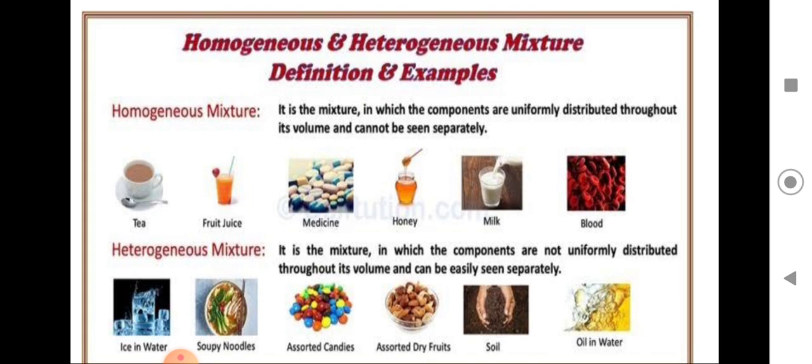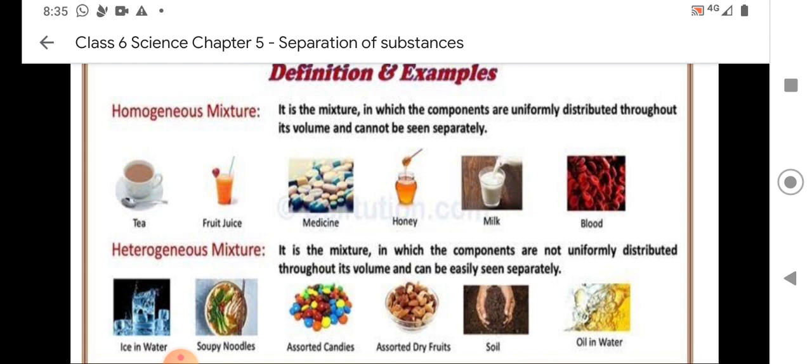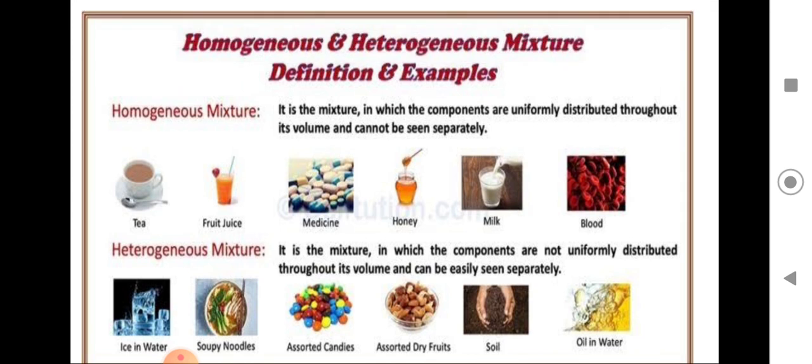Now there are two types of mixtures, children: homogeneous and heterogeneous. In a homogeneous mixture, the components are uniformly distributed throughout its volume and cannot be seen separately. Just now we saw tea: after filtering the tea leaves, milk is added, sugar is added, but you cannot see the milk part separate, you cannot see the tea decoction separate, and you cannot find the sugar separate. Such a mixture in which the components are uniformly distributed is called a homogeneous mixture.